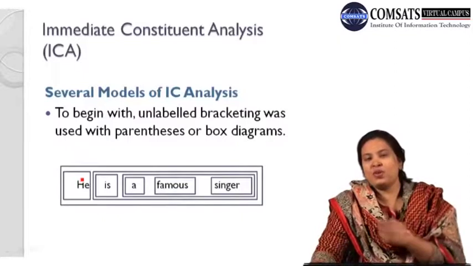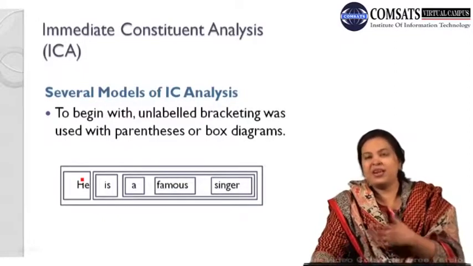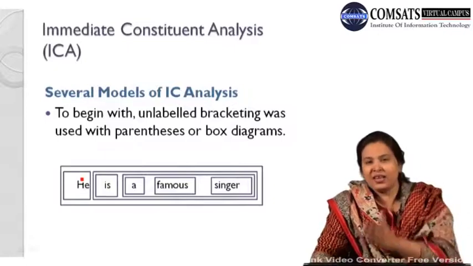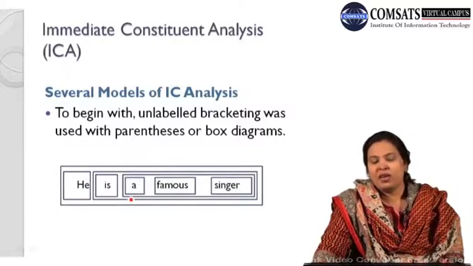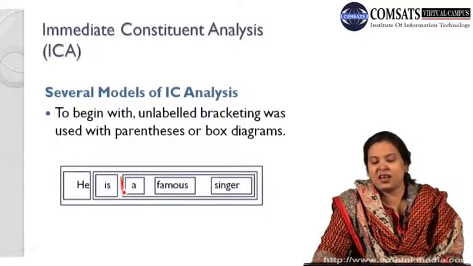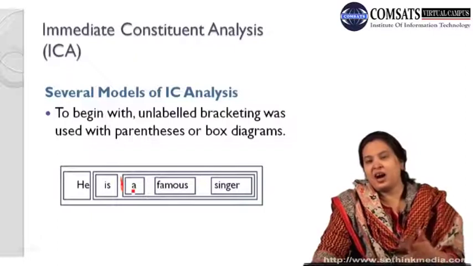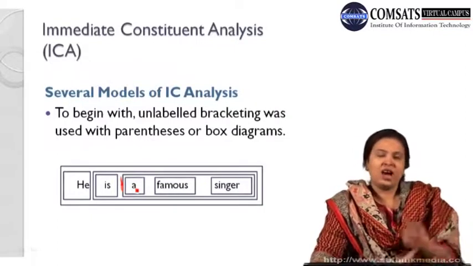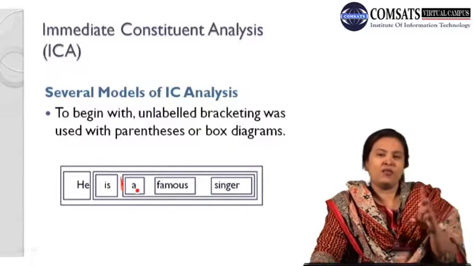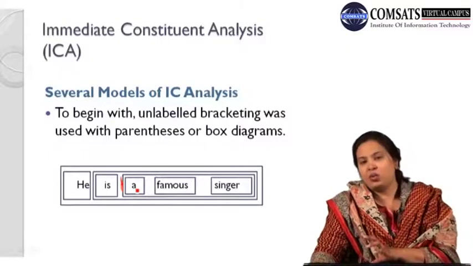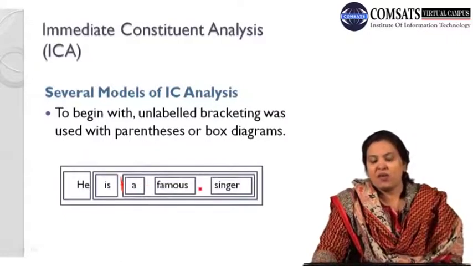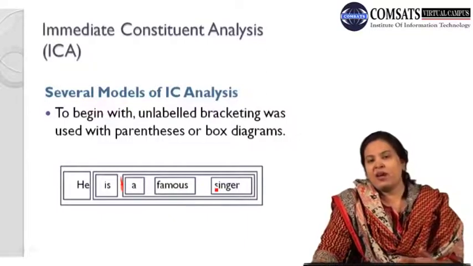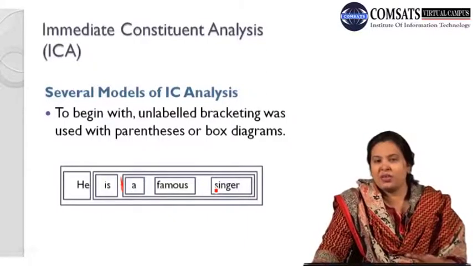Then "is a famous singer" is a lengthier part, and inside that there are more parts, so we have further boxes. Now "is" is a verb, so again it is identified with the help of another box, and "a famous singer" is in a third level of box. This is the third level of box. And again inside "a famous singer" we have three different things: a noun phrase, "a" an article, "famous" an adjective, "singer" a noun. So that noun phrase is divided into three parts. For "a" I have one box, for "famous" another box, for "singer" another box. So three boxes for "a famous singer".